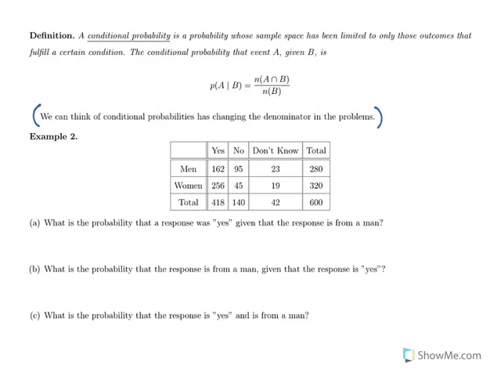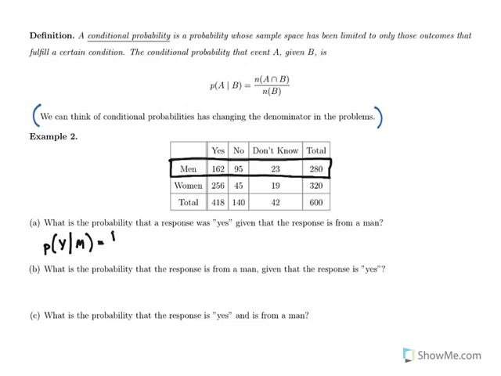So looking at this same example, let's answer some more questions about this conditional probability. What is the probability that a response was yes, given that the response is from a man? So first of all, let's put this in the notation. This is the probability of yes, given that the response was from a man. What we're going to do is look at just men. That's what we're limiting this sample space to. So it's like this was the only information we were given, right? That's all we really care about.